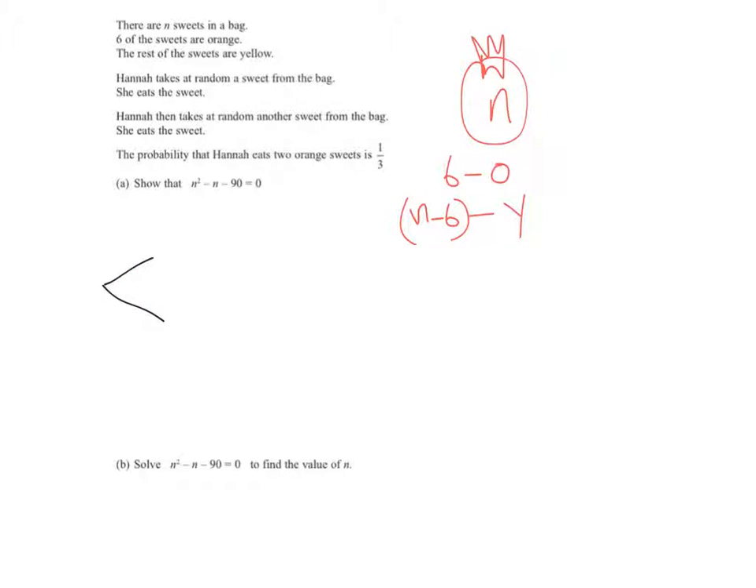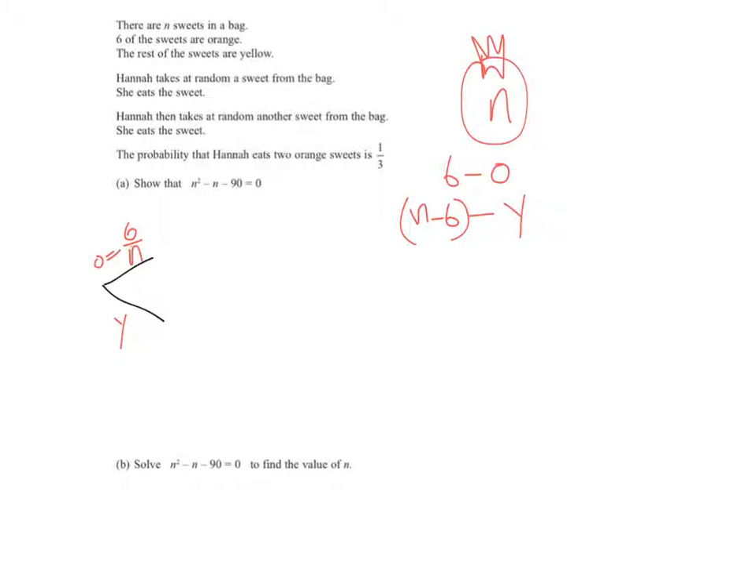If she picks a yellow sweet, actually I don't really care about that, to be honest, because they just want us to focus on the fact that she picks 2 orange sweets from the bag. So let's just go straight for the orange. I'll call this orange, call that yellow. So this is going to be yellow here. This is going to be my orange here. Now, when she picks her first orange sweet from the bag, she's actually picking from 6 out of n possible sweets in the bag. 6 out of n. Okay, so that she picks and she eats that.